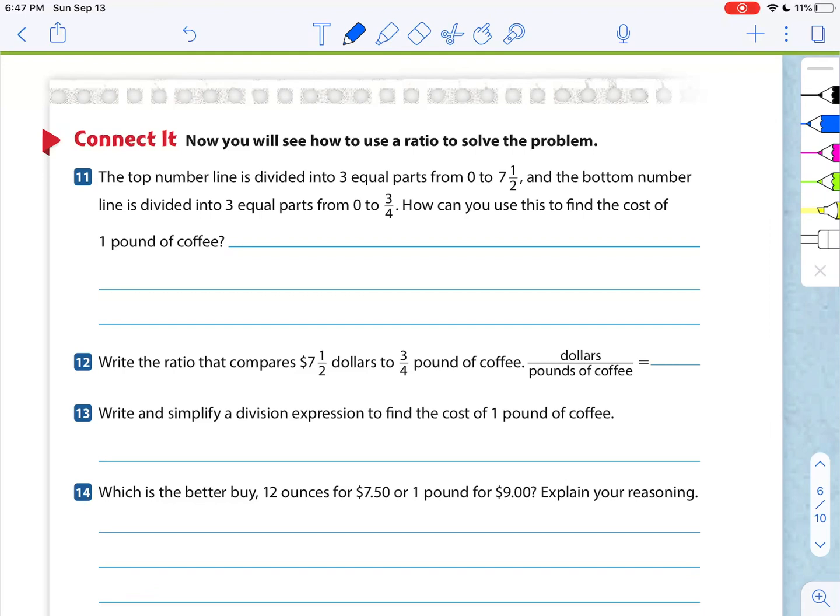The top number line is divided into 3 equal parts from 0 to 7.5, and the bottom number line is divided into 3 equal parts from 0 to 3/4. How can you use this to find the cost of 1 pound of coffee? I want you to pause the video, go back to the previous page, and take a look at those number lines and see if you can figure out how you can use this to find the cost for 1 pound of coffee. Go ahead and pause the video and write your thoughts down.